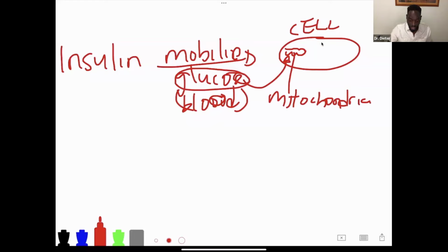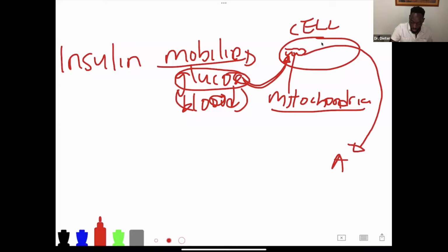So what happens is that when insulin mobilizes the glucose into the cell, it's taken up by the mitochondria, and it goes through a complex series of reactions in the mitochondria to produce an energy molecule called ATP. It's just simply energy. Now, every cell in the body requires energy to function. The simplest entity of the body is a cell. Cells group up to form tissues. Tissues group up to form organs. Organs form systems. Systems form the whole man.